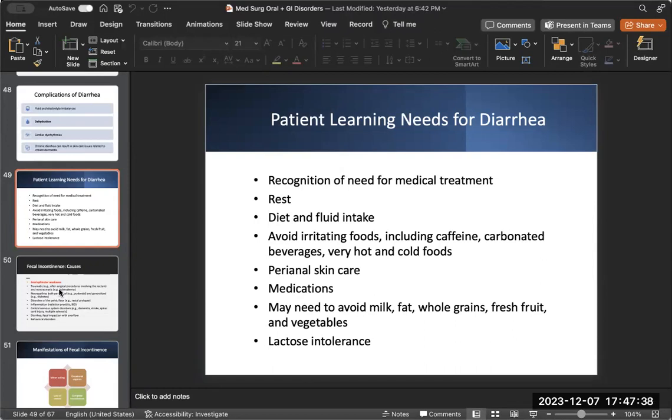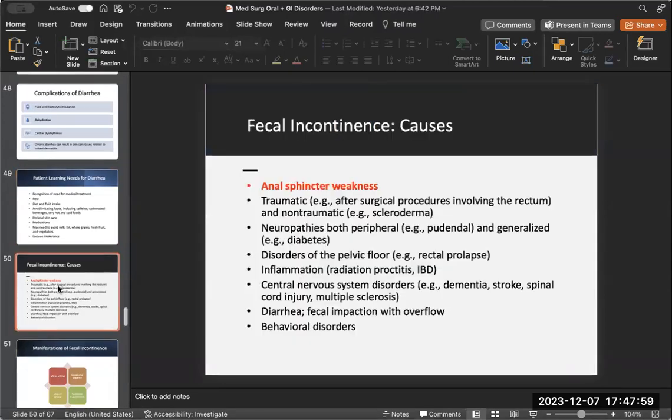Perianal skin care, okay, make sure everything's clean. Medications, avoid milk, fat, whole grains, fresh fruit, because that can also irritate it more. We really just want them to eat crackers, something really bland. And remember, if they're lactose intolerant, that can cause diarrhea. So that's our dairy products.